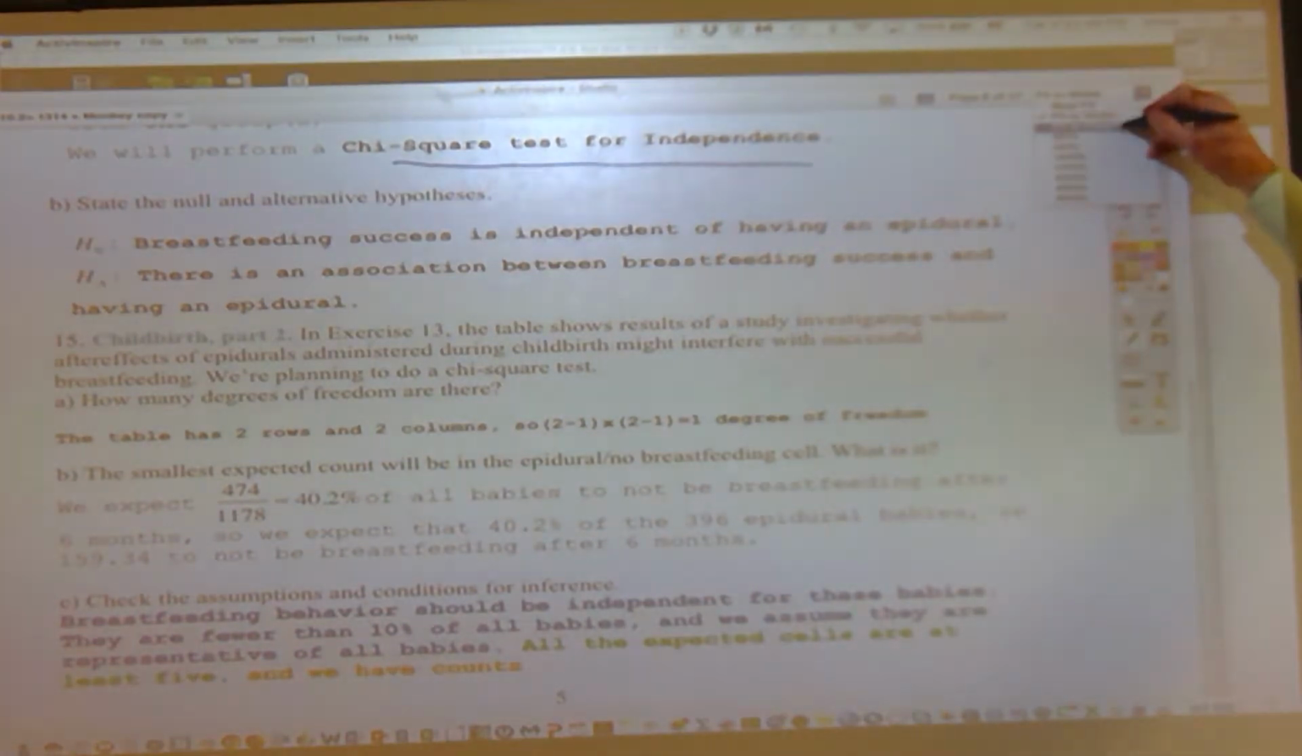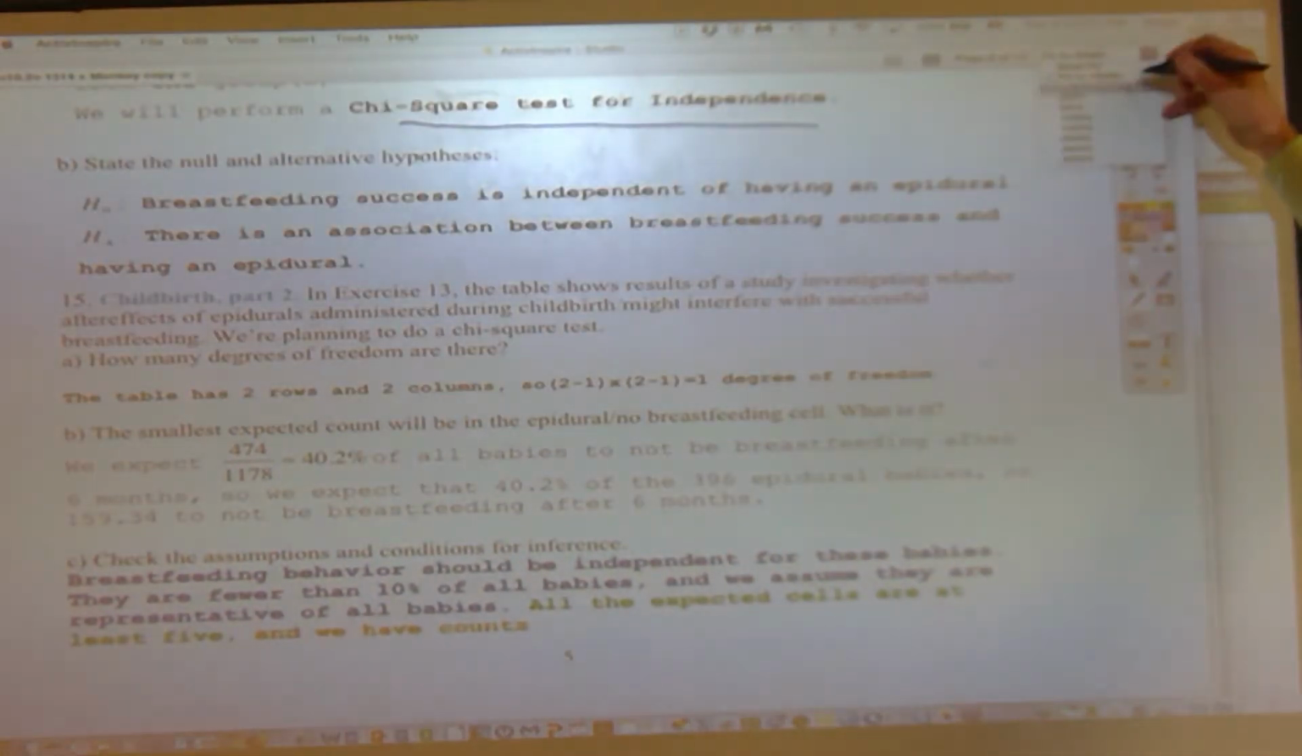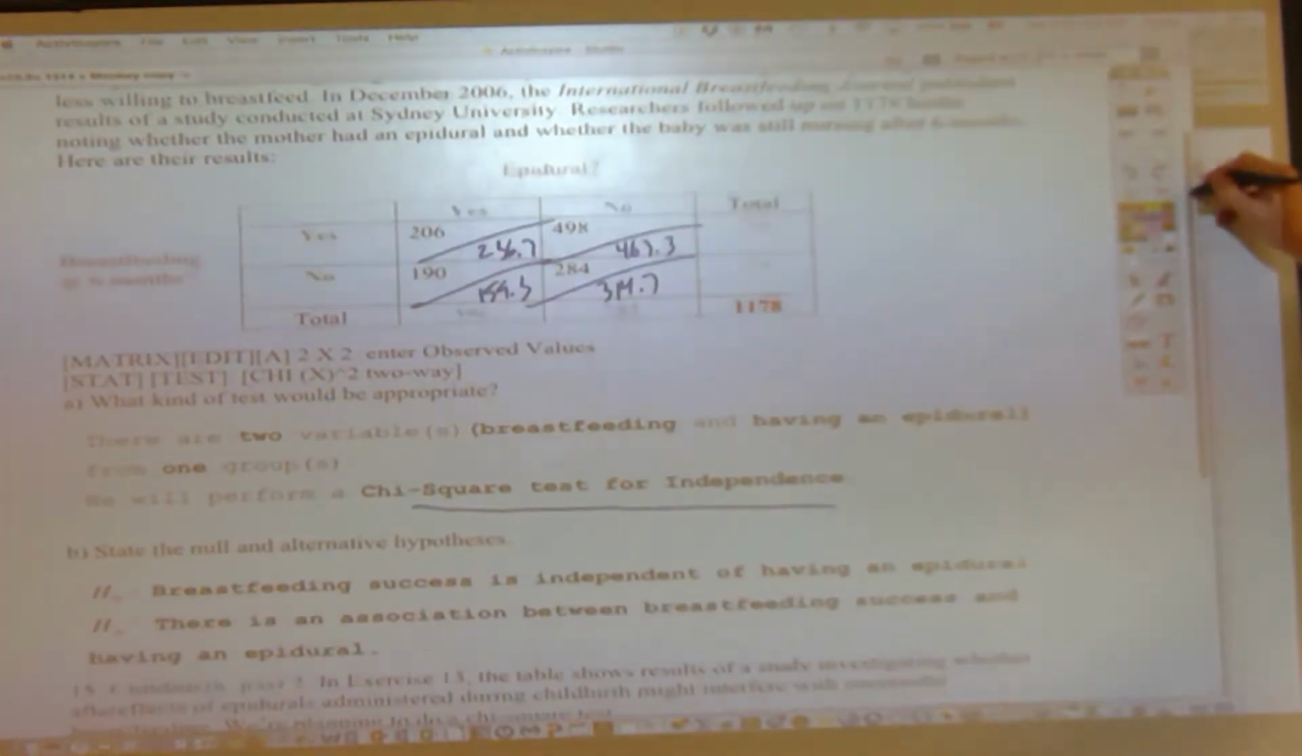I'm going to go fit to height, just make sure you can see this whole thing. Then we'll go back to fit to width. Okay.